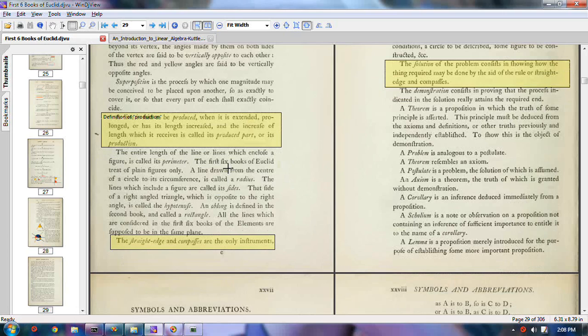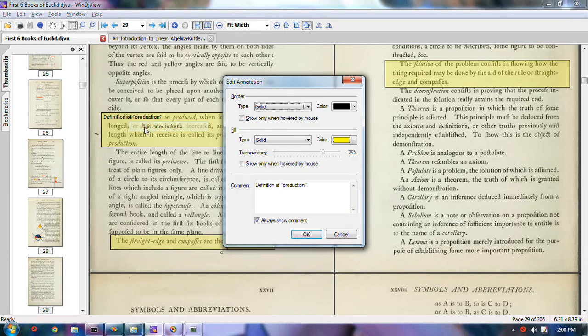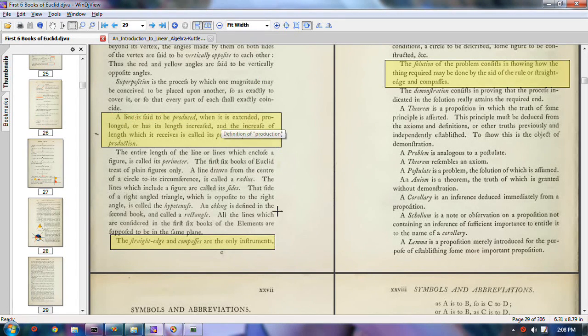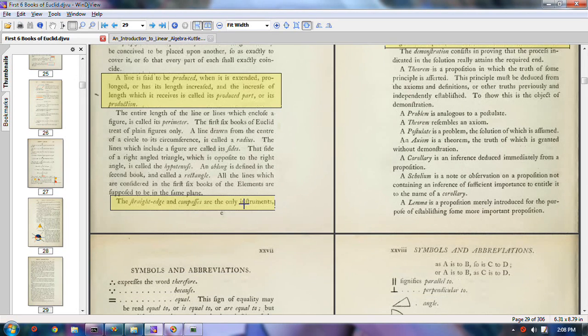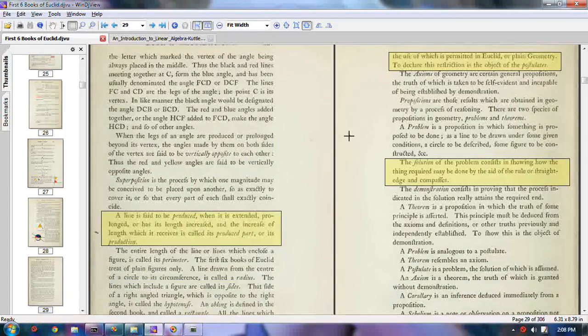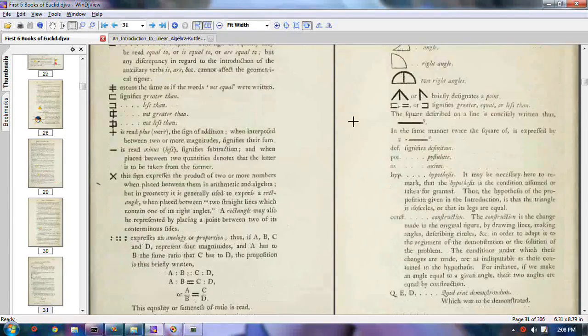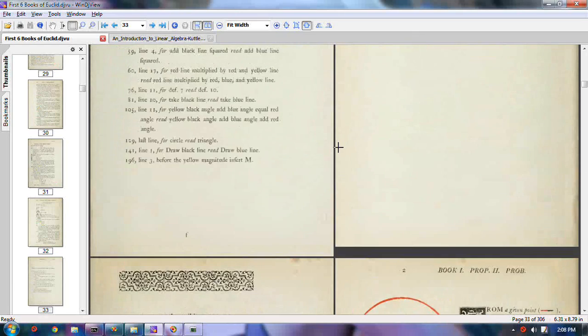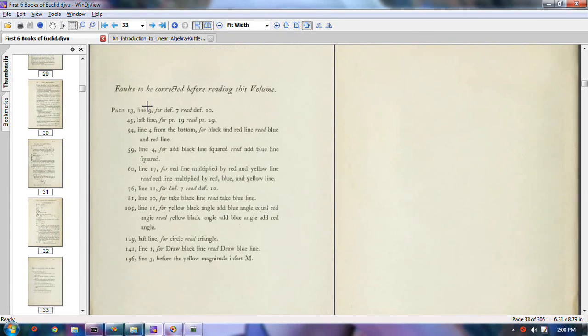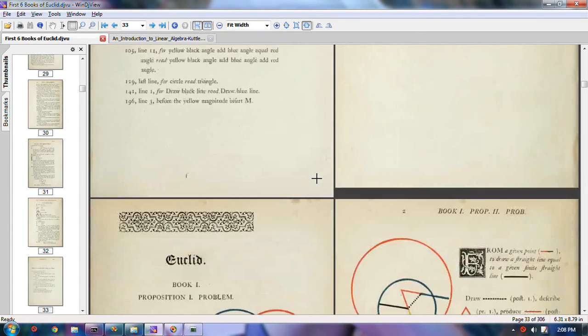I made a bunch of notes now. I figured out how to make notes. I don't know, I can edit this. Here's the definition of produced that I couldn't find earlier. And the definition of solution. This is where the straight edge and compass is indicated. And I haven't actually gone through to locate these corrections, but anyway.